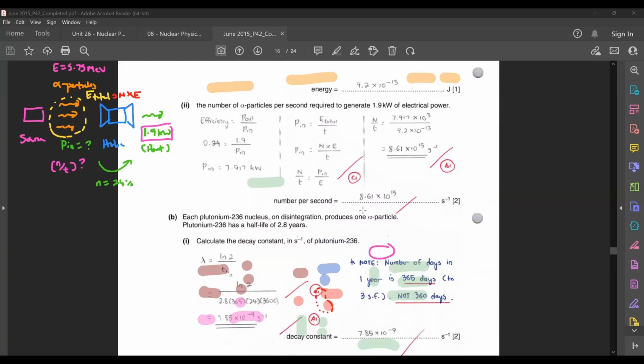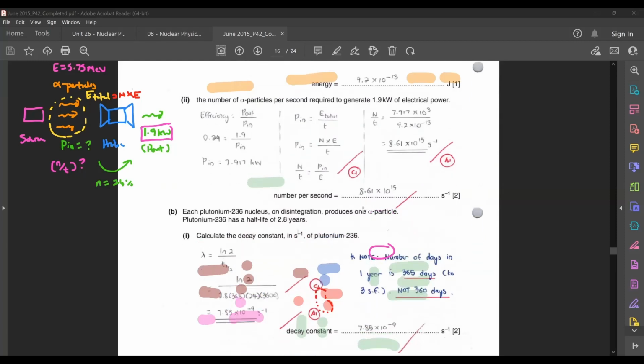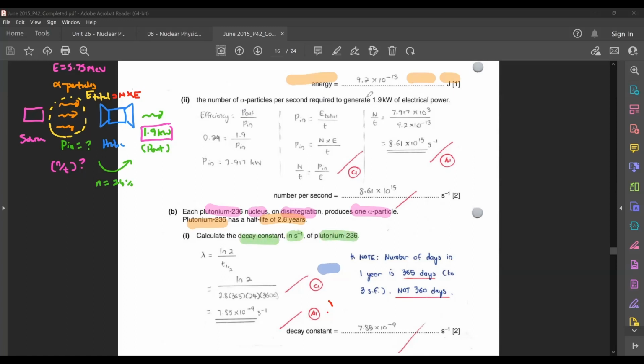And then the next part will come to something related to decay constant. So over here, they mentioned that each plutonium-236 nucleus on disintegration will produce for you one particular alpha particle. Plutonium-236 has a half-life of 2.8 years. From here, calculate the decay constant in per second of plutonium-236.